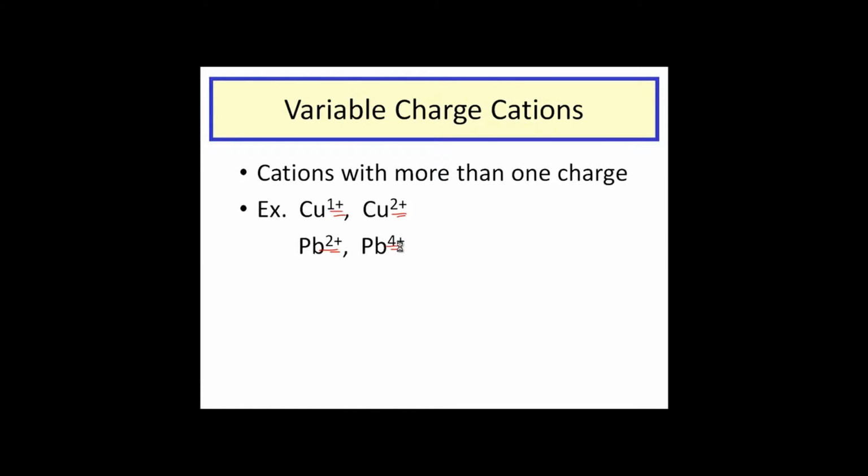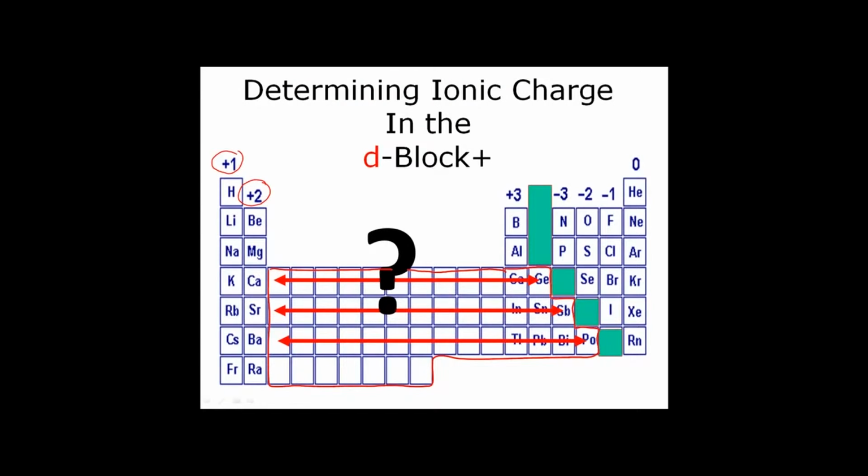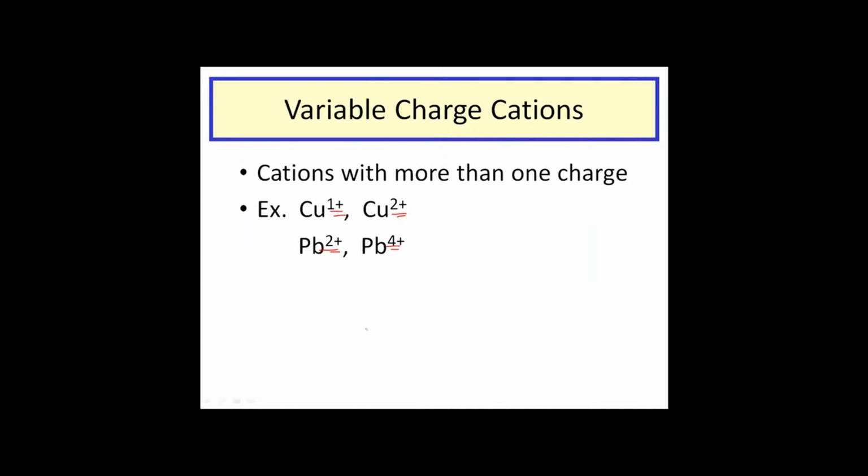So where I go backwards here, and everything in this column has a 2 plus charge, I can't say the same thing about this column here. And I can't say the same exact thing about this column either. They don't all have the same predictable charges. They have more than one charge, which is why they're known as variable charged ions. Specifically in this case, they're positives. They're called variable charged cations.